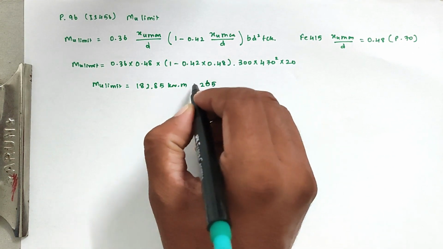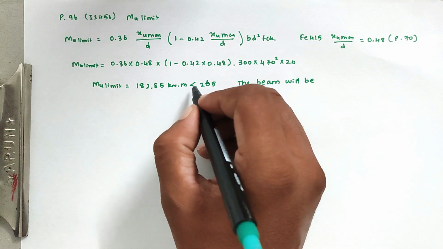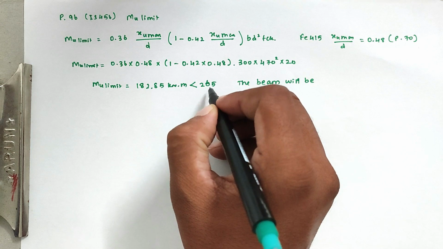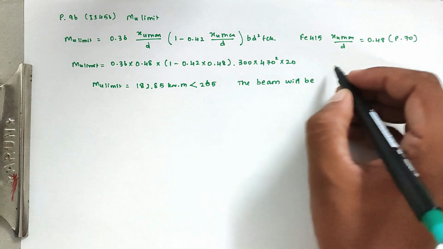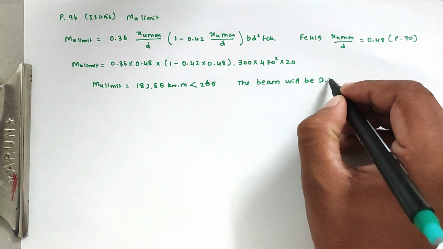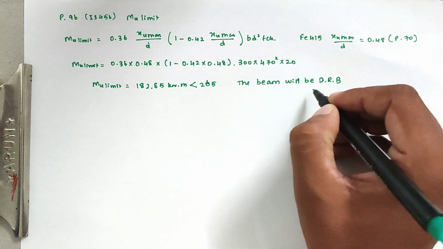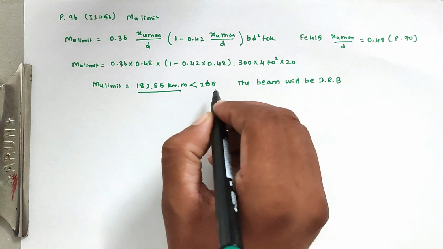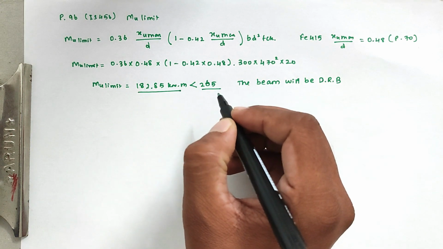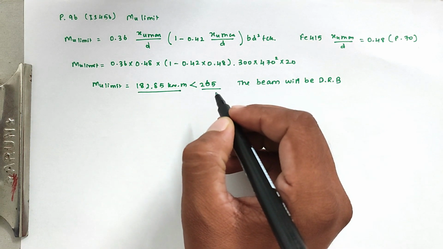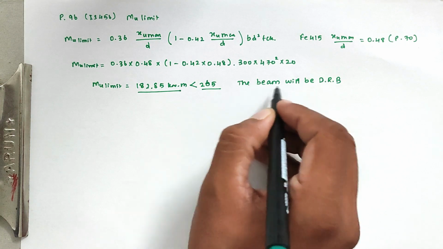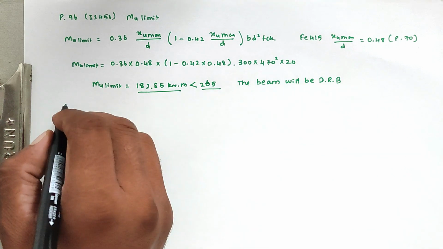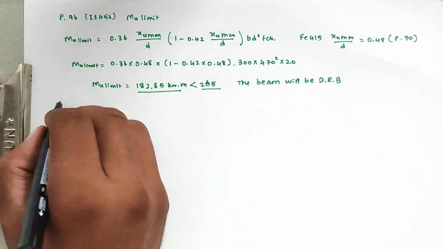Okay, so now the Mu is 265. Mu limit is less than 265, that is Mu, so we can provide the doubly reinforced beam. Because the Mu limit is only 182 but our moment is 265. Okay, so it's beyond the limiting value, so we provide the doubly reinforced beam. Next, the third step: we have to find out the compression steel area.